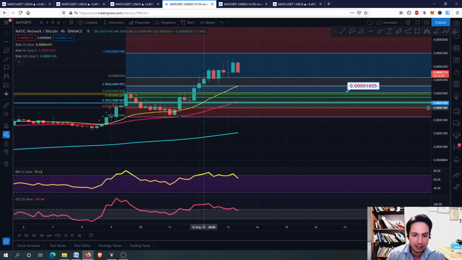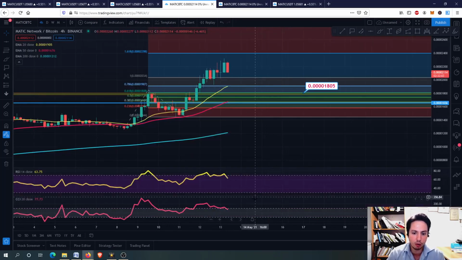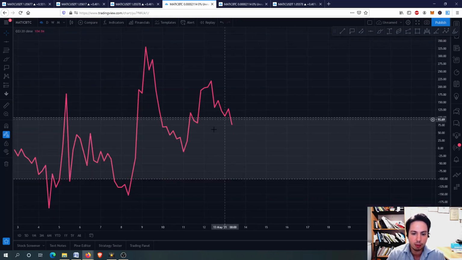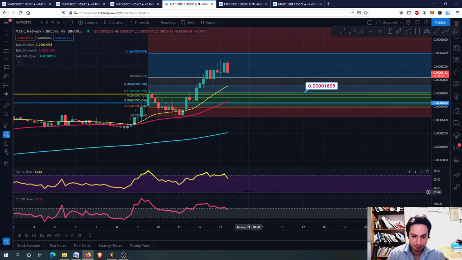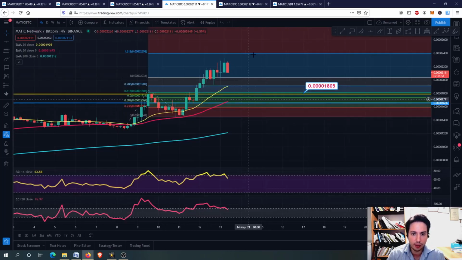The 50-day EMA is still below the 20-day EMA. All things are looking good. We are inside the 30 and 70, not an overbought situation right now for MATIC against Bitcoin. Same with the commodity channel index, not an overbought situation. We went back inside this gray area. We had here an overbought situation. That's why we are correcting.